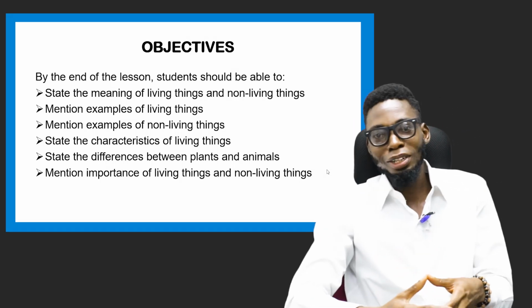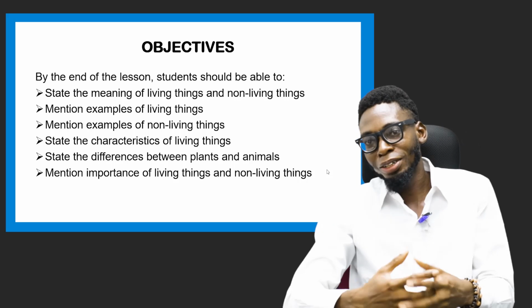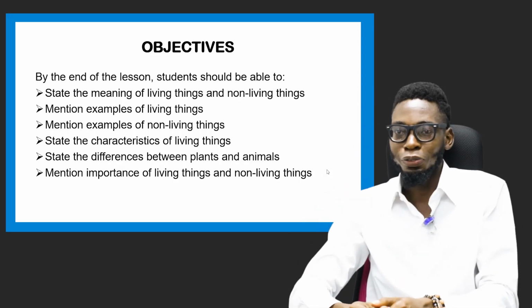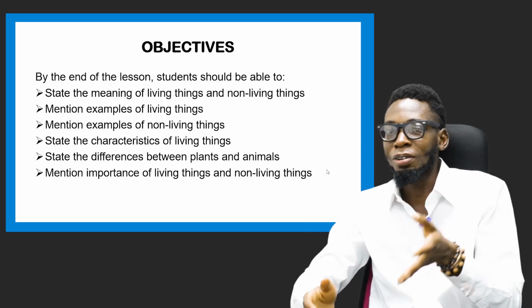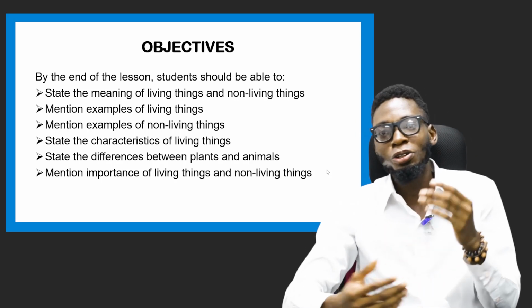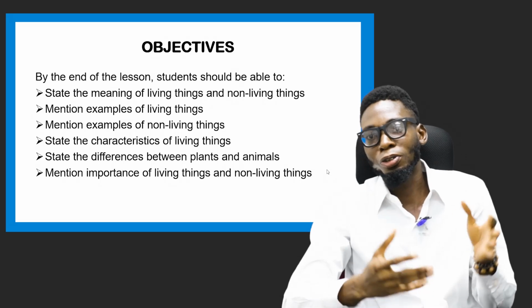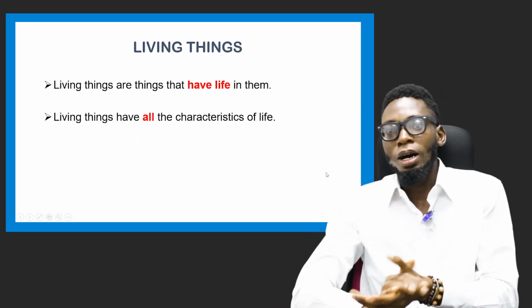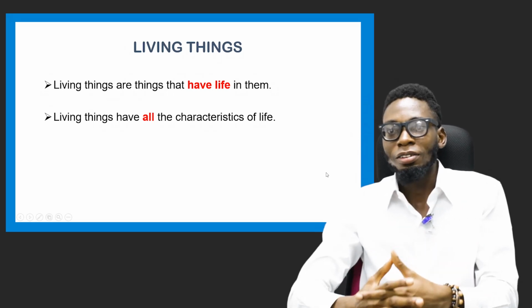Most important, you should be able to identify and mention the characteristics of living things, and then you should be able to differentiate between plants and animals. And the last but not the least, you should be able to mention some importance of living and non-living things. Now, we'll start with the meaning of living things.